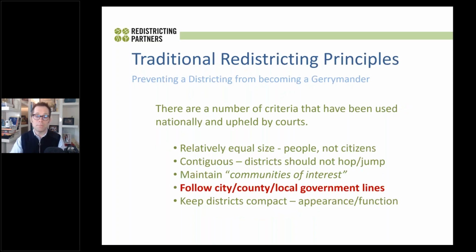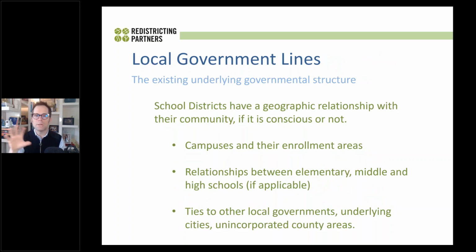Following existing boundaries: school districts probably know this in one part, but might not think about it in the redistricting element, is that campuses and their service areas, the attendance areas, and the pathway between elementary, middle, and high school, a lot of these things have an interplay that is geographic. And so utilizing some of those boundaries, and in other cases, utilizing city boundaries or other boundaries, might be good ways for you to identify different communities of interest.